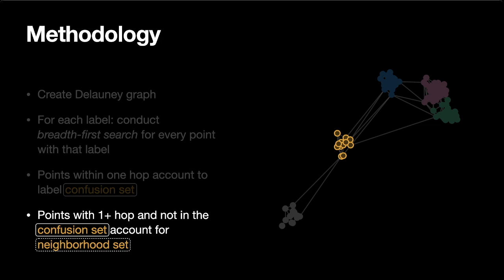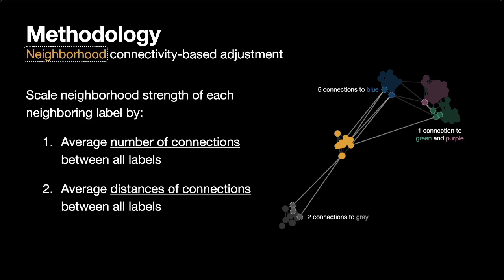Following the confusion set, we then define what we call the neighborhood set. The neighborhood set is constructed by exploring further nodes from these within our confusion set. We again traverse the Delaunay graph, but this time visiting nodes which are more than 1 hop away and not already within our original confusion set. This process effectively divides our graph into 2 distinct regions for each label, the confusion region and the neighborhood region.